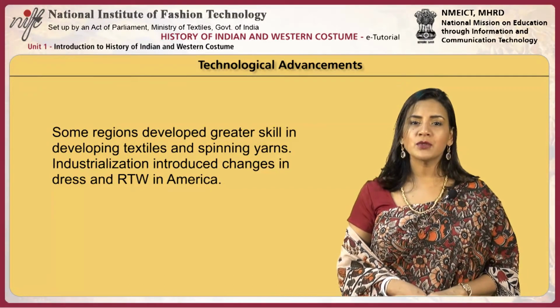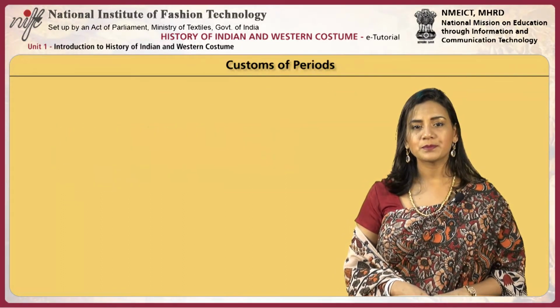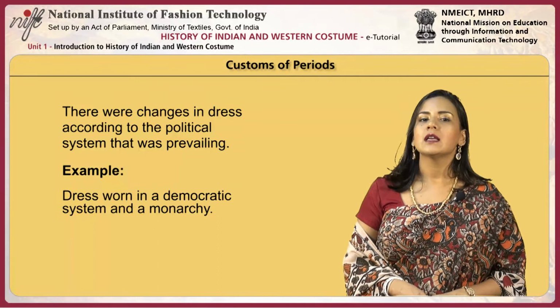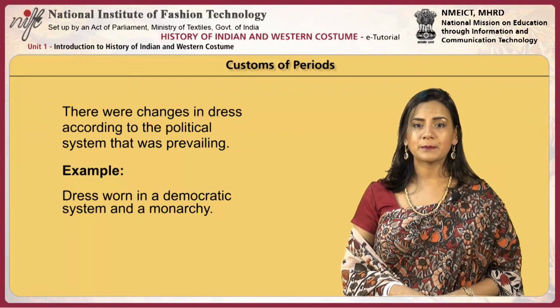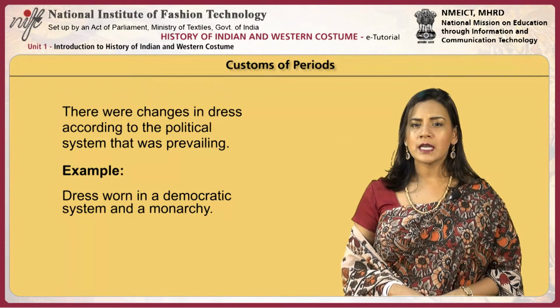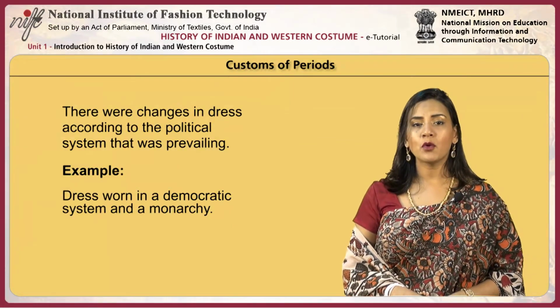Industrialization introduced changes in dress and ready-to-wear in America. There were changes in dress according to the political system that was prevailing. A good example of this is the dress worn in a democratic system and a monarchy.